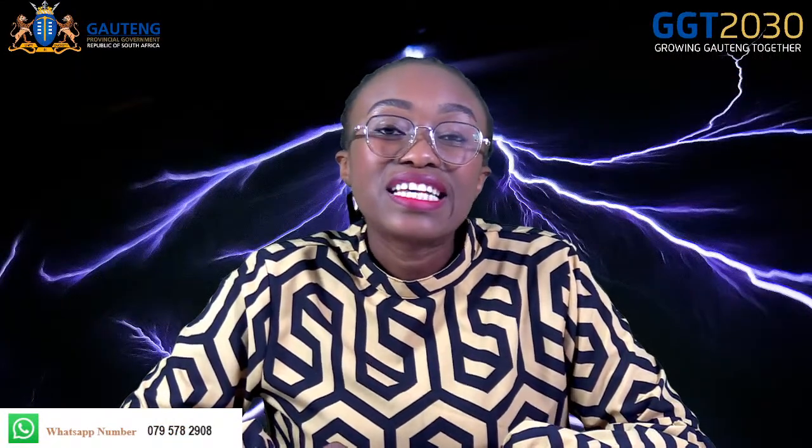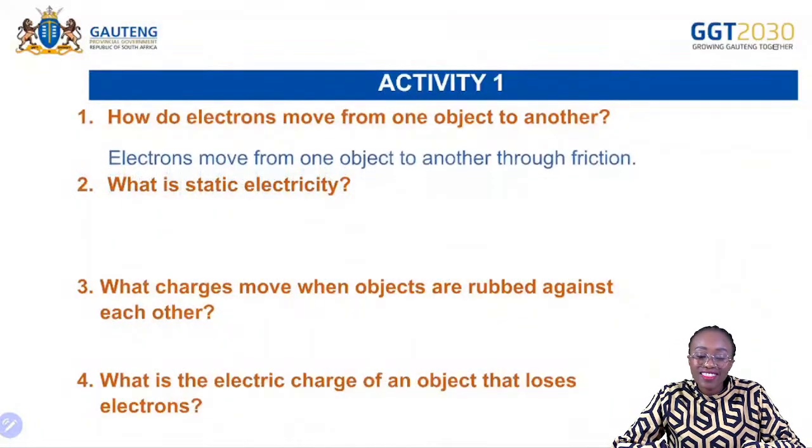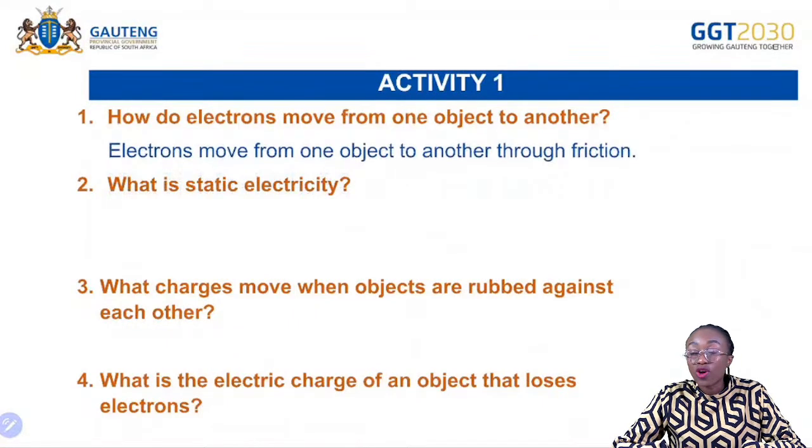Welcome back, learners. Let's answer these 4 questions together. How do electrons move from one object to another? Electrons move from one object to another through friction.